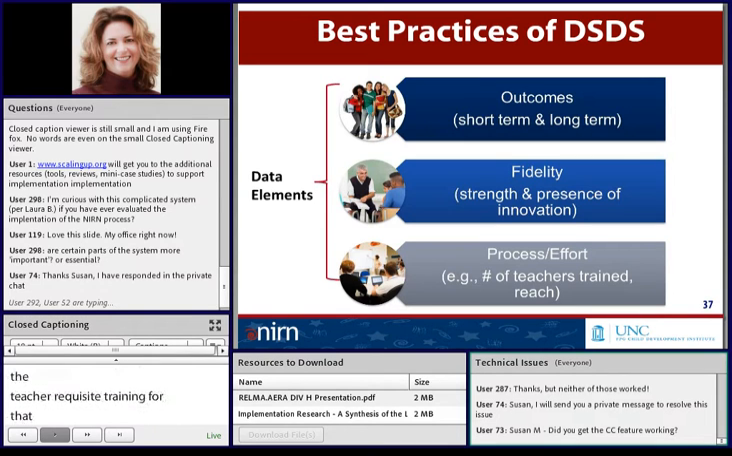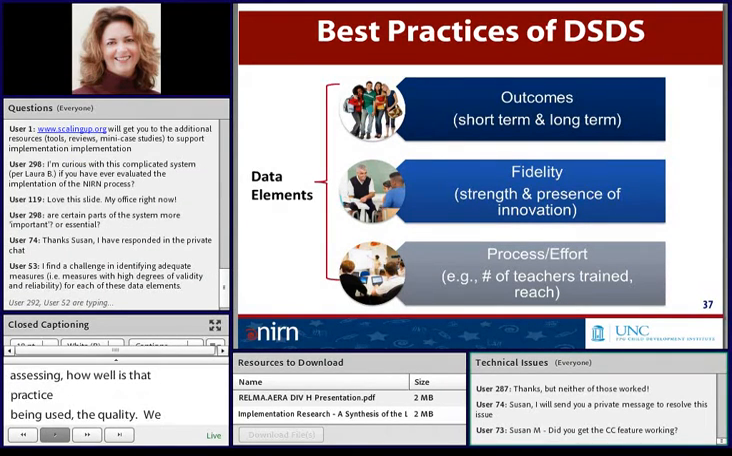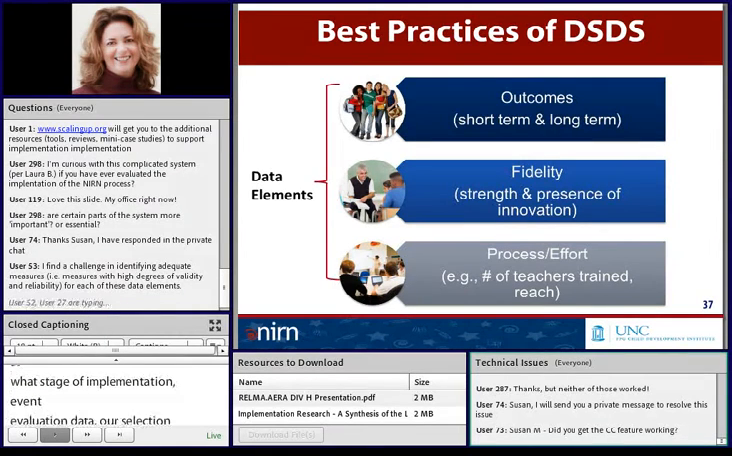And then finally, competence. This is the most critical aspect of fidelity that I think is often our hardest to get at in assessing: how well is that practice being used, the quality to which it is being used. So we want to assess outcomes as well as fidelity. And then we have process or effort data. Examples of that would be number of teachers trained, our reach data, how many schools at what stage of implementation, event evaluation data, our selection data, and so on. All that process data is good data that helps us on a regular, ongoing basis.